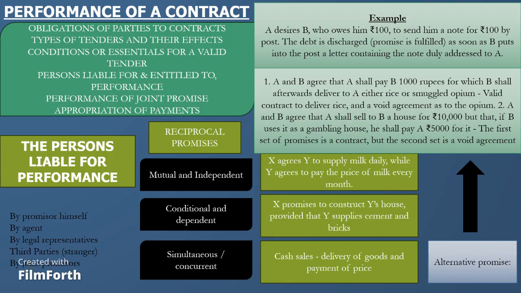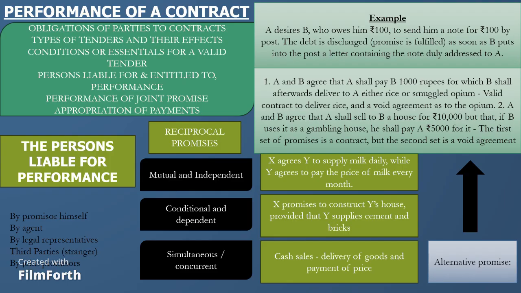Section 38. Conditions or essentials for a valid tender. The tender must be unconditional. The tender must be for the whole obligation. The tender must be given at a proper time. The tender must be given at a proper place. The tender must give a reasonable opportunity of inspection. The party giving the tender must be willing to perform his obligation. The tender must be made to the proper person. The tender must be made for the exact amount of money.